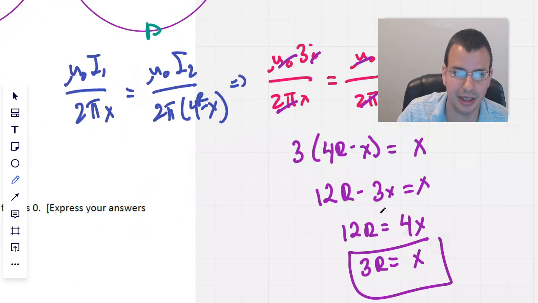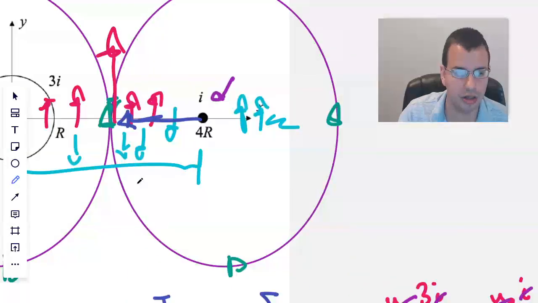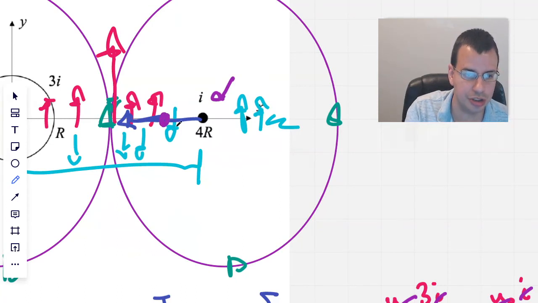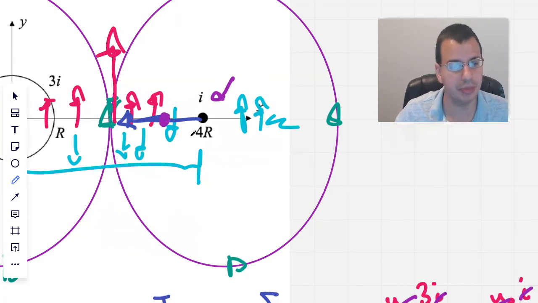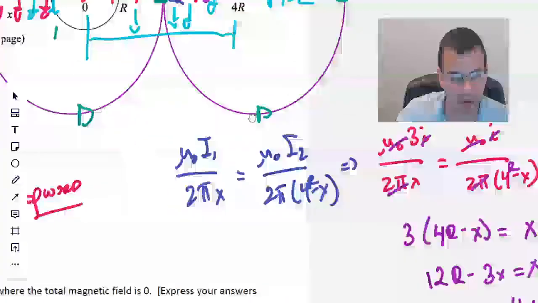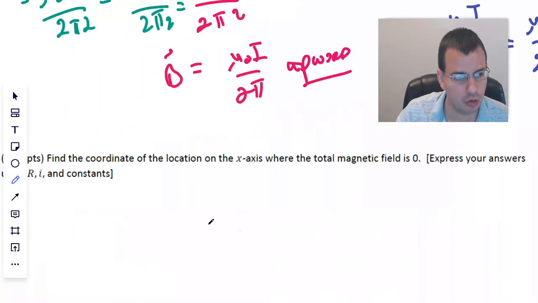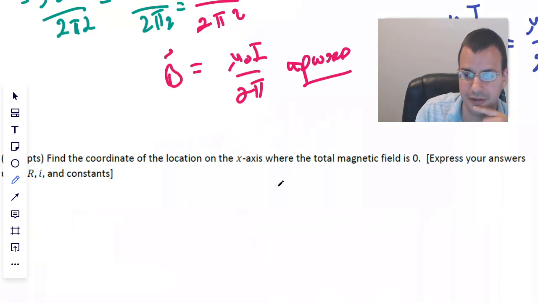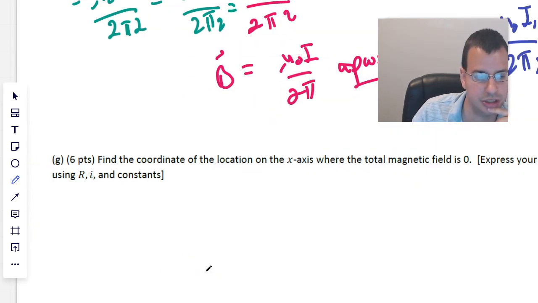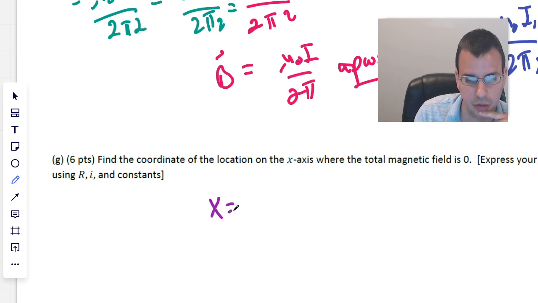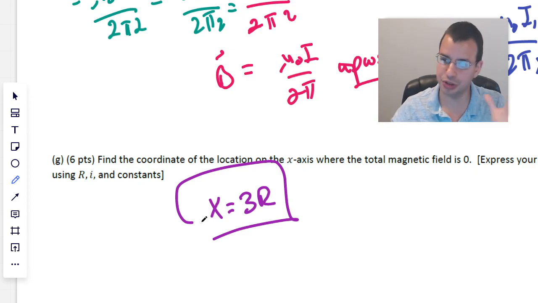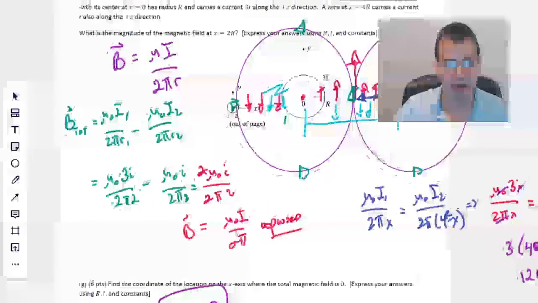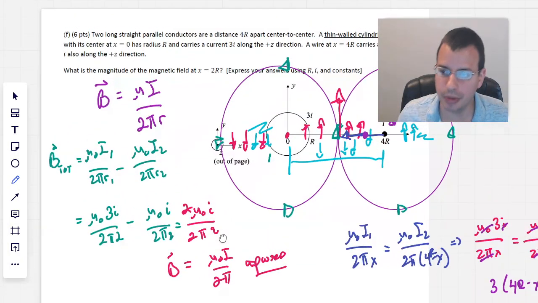So the point where the magnetic field is 0 is closer to the weaker current, so it makes sense. Find the location on the x-axis where the total magnetic field is 0. Express your answer in terms of r, I, and constants. So x equals 3r. Not too bad. It's 3/4 of the way across from one wire to the other. So that's how I do this problem. Hope that helped. See you next time.